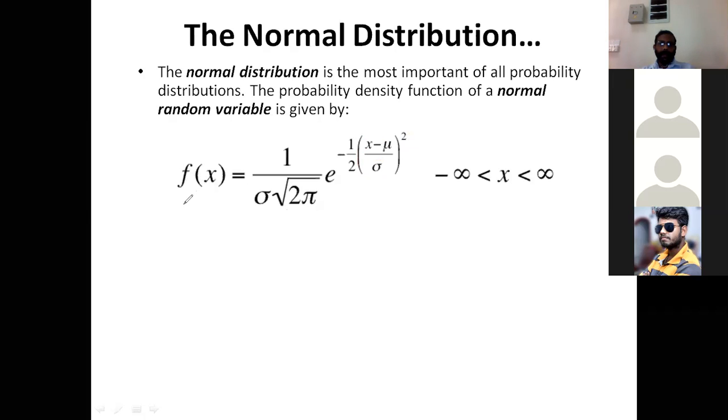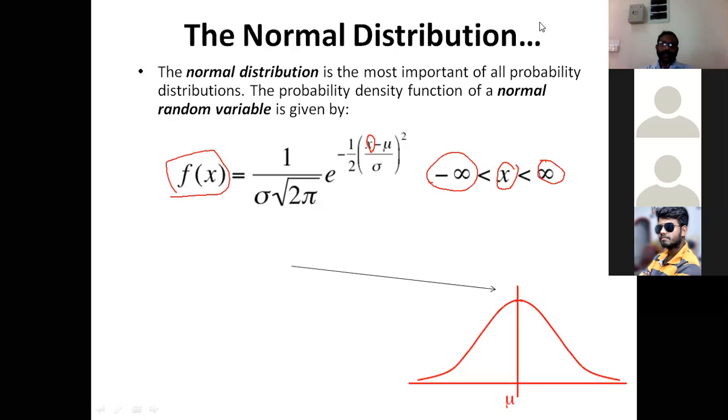So this value, the probability value, is the interesting part of the probability. This is the probability density function value, and this x is the random variable. This x can have any value from minus infinity to plus infinity. So this distribution looks like that.